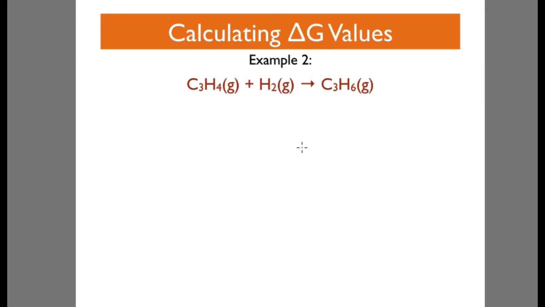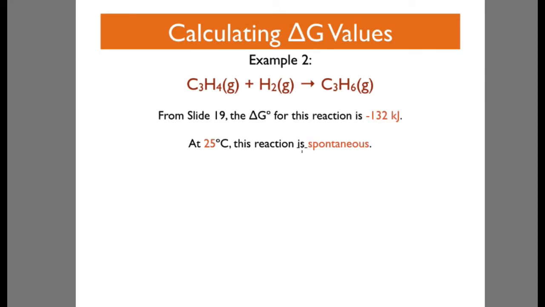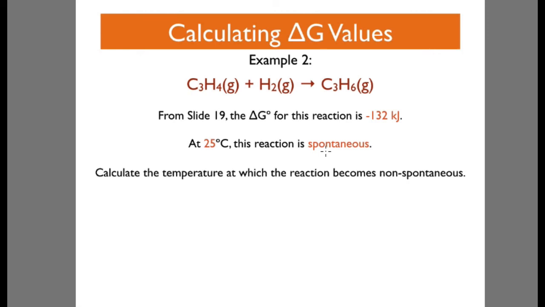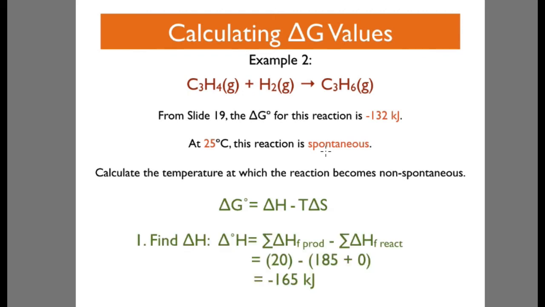Example 2. We know that the change in Gibbs free energy for this reaction is -132, we saw previously. At 25 degrees this reaction is spontaneous. We want to calculate the temperature at which the reaction will become non-spontaneous. So write out the formula. We'll have to find the change in enthalpy first. The change in enthalpy is the sum of the change in enthalpy of the products minus the sum of the change in enthalpy of the reactants.